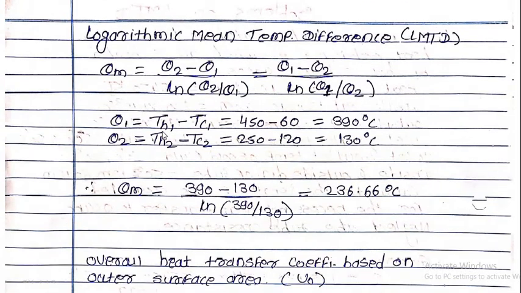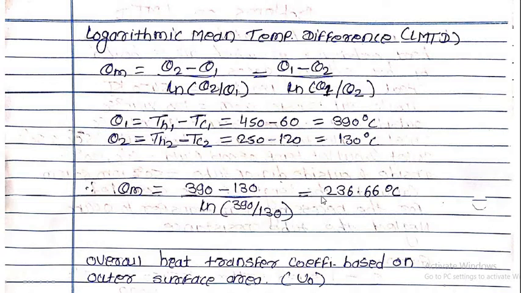Okay. So here we have considered theta 1 is equal to Th1 minus Tc1 is equal to 450 minus 60 is equal to 390 degrees Celsius. In the same manner, theta 2 is equal to Th2 minus Tc2 is equal to 250 minus 120. We will get 130 degrees Celsius. So the logarithmic mean temperature difference theta m is equal to theta 1 is 390 minus theta 2 is 130, divided by ln of 390 divided by 130.